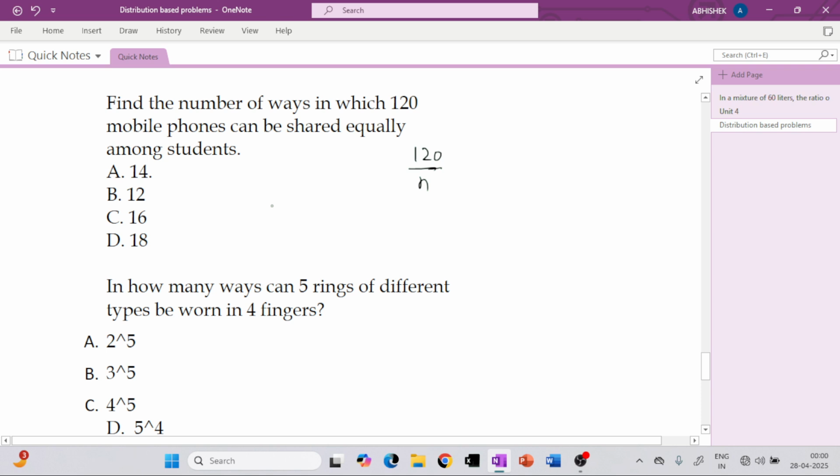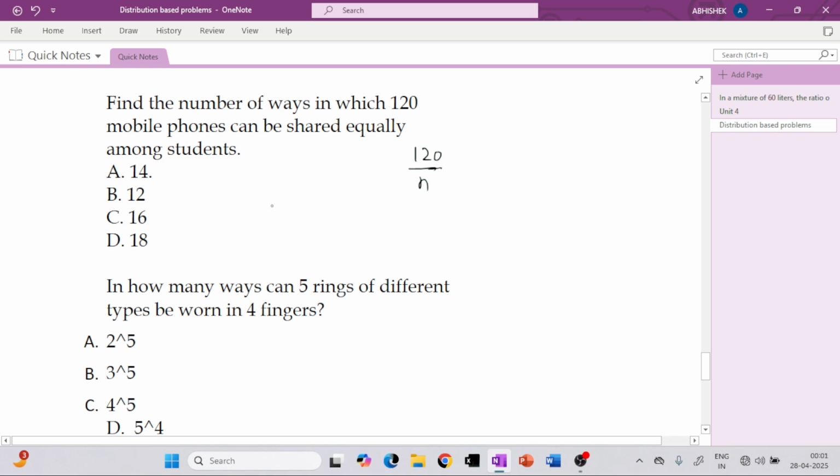If only one student is there, then all the 120 mobiles should be given to one student. If there are two students, 120 mobiles should be divided in two equal parts, 60-60. If three students are there, 40-40-40. If four students are there, 30-30-30-30. Five are there, 24-24-24-24-24. Six are there, 20-20-20-20-20-20.